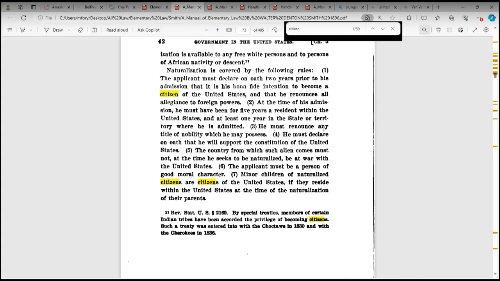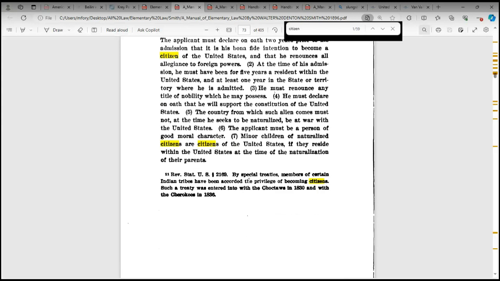3, he must renounce any title of nobility which he possesses. Number 4, he must declare an oath that he will support the Constitution of the United States. And number 5, the country from which such alien comes must not, at the time he seeks to be naturalized, be at war with the United States. 6, the applicant must be a person of good moral character. 7, minor children of naturalized citizens are citizens of the United States if they reside within the United States at the time of the naturalization of their parents.